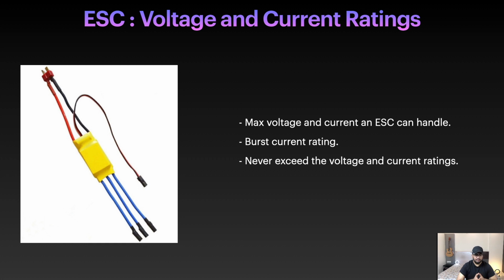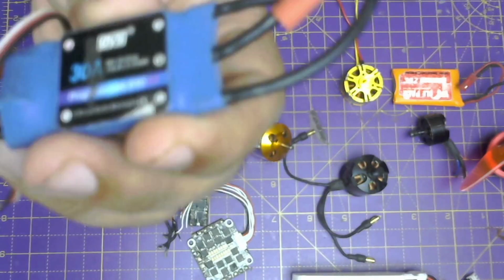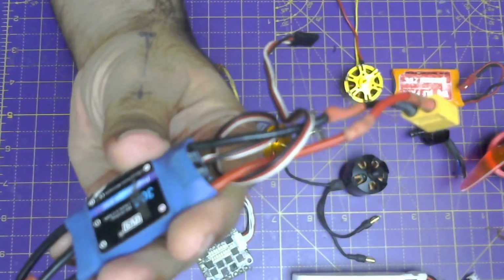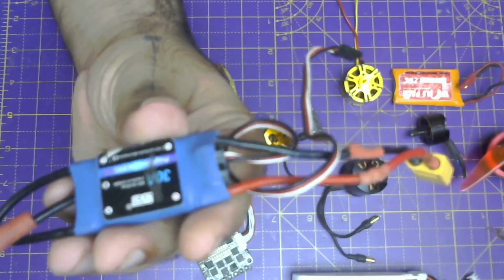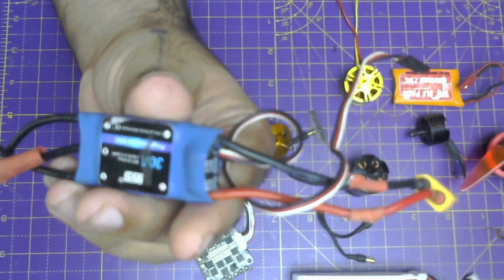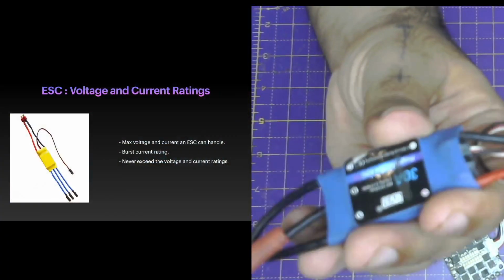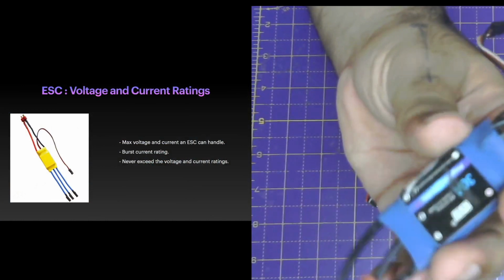And if you give more voltage, if you give more current, you will destroy your ESC. They will burn. So never exceed this voltage and current rating, and these are mentioned by the manufacturer, and mostly these are mentioned on the ESC itself. So if I talk about this ESC, it's a 30 amp ESC, and it says 2 to 4S. So that means I can use a 2 cell to 4 cell battery maximum, and it is a 30 ampere ESC. So this ESC cannot supply greater than 30 ampere of current.